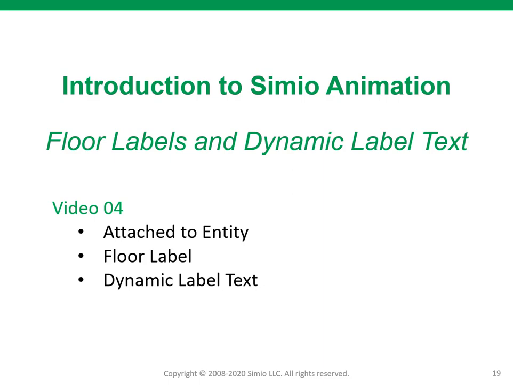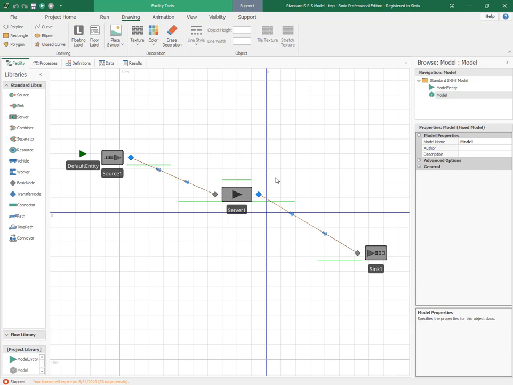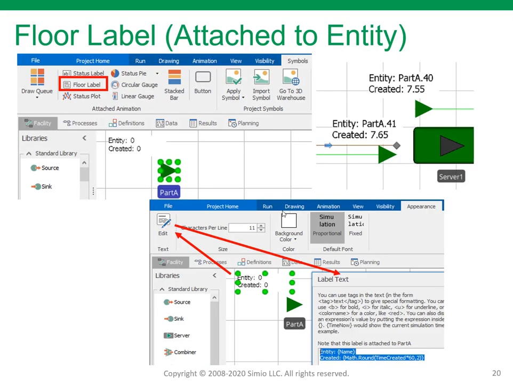In this module we'll use the standard source server sink model that we have used in the previous videos in this module, and if you didn't save that, you simply need to use a source object, a server object, a sink object, connect those with paths, add a default entity, and then use all the default properties for the model. First thing we'll look at is floor labels attached to entities.